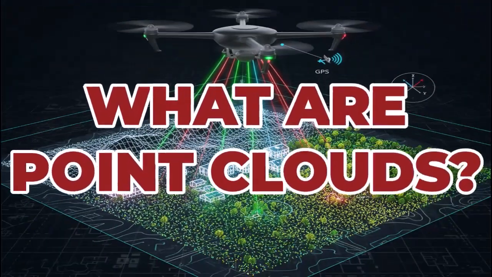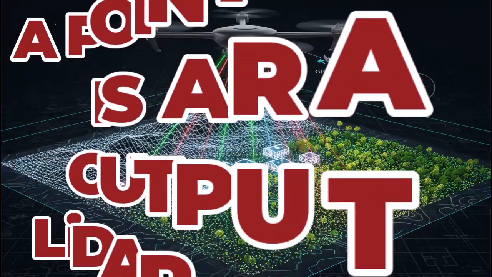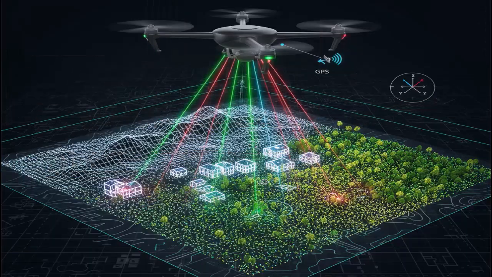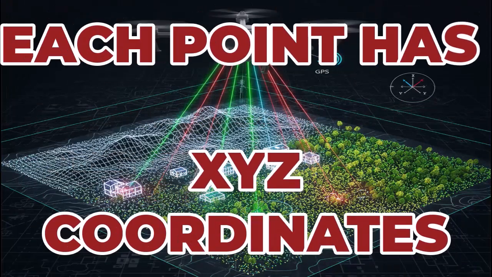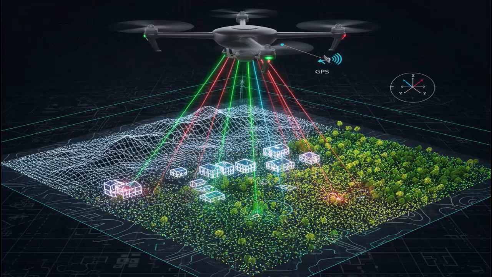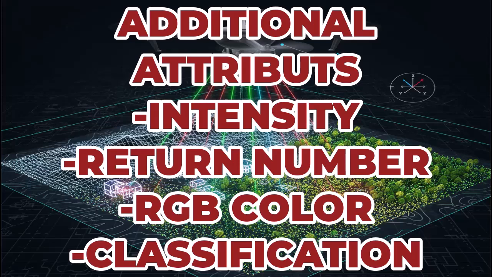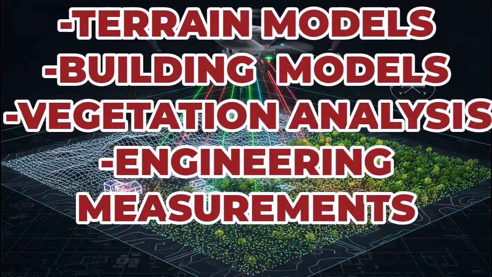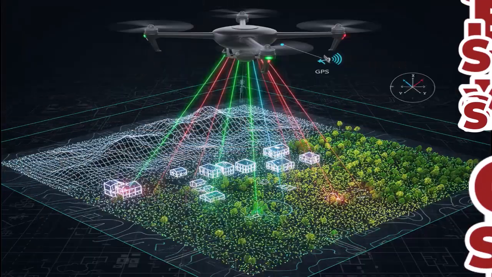What point clouds are. A point cloud is the raw output of a LiDAR survey. It contains millions or billions of points. Each point has X, Y, and Z coordinates. Some systems also record additional attributes such as intensity, return number, RGB color, and classification. Point clouds form the basis for terrain models, building models, vegetation analysis, and engineering measurements.